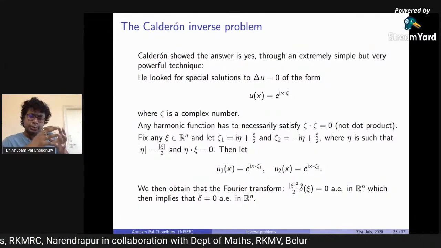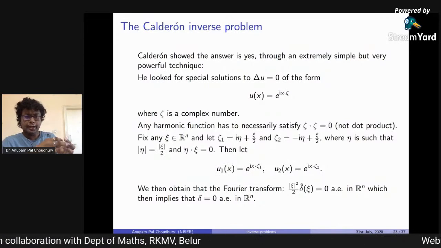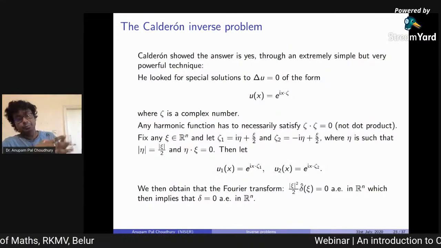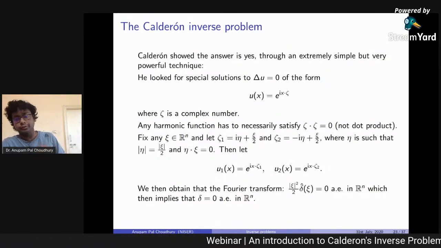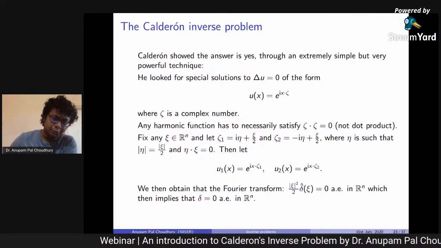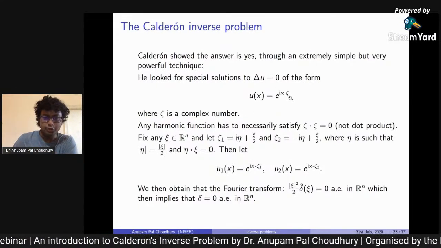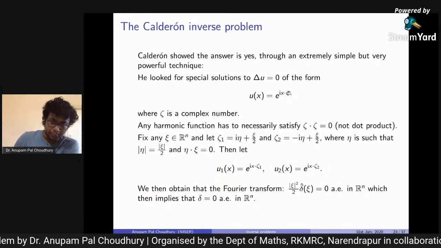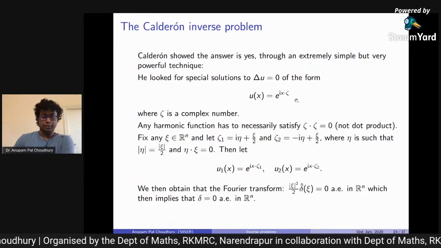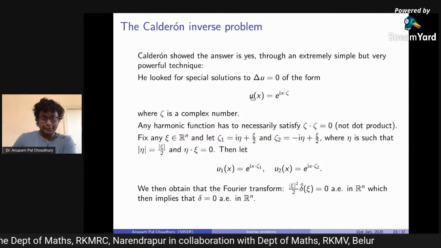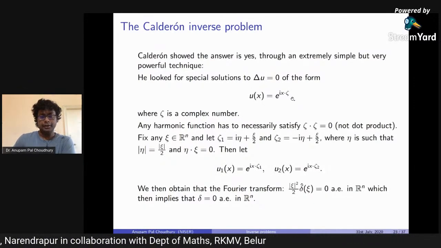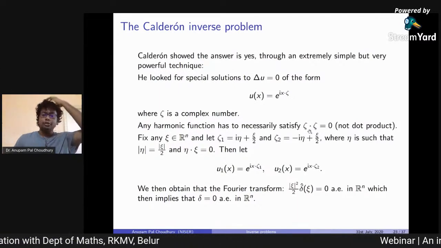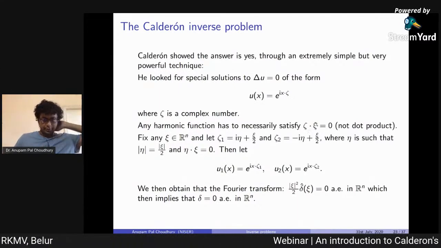They are very special solutions, and not only are they special, they're very powerful solutions also. You can do a lot of things with them. So as you can see, this is a very close relative to these plane waves. Obviously, the difference is that now zeta is a complex number. So now, if this u has to satisfy this equation, then you have to put a condition like zeta dot zeta equal to 0.